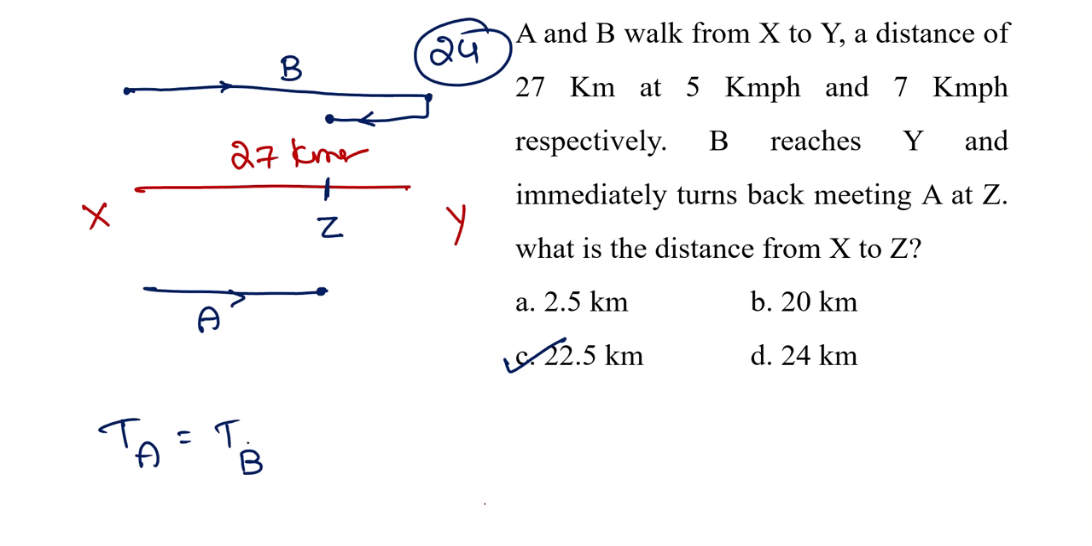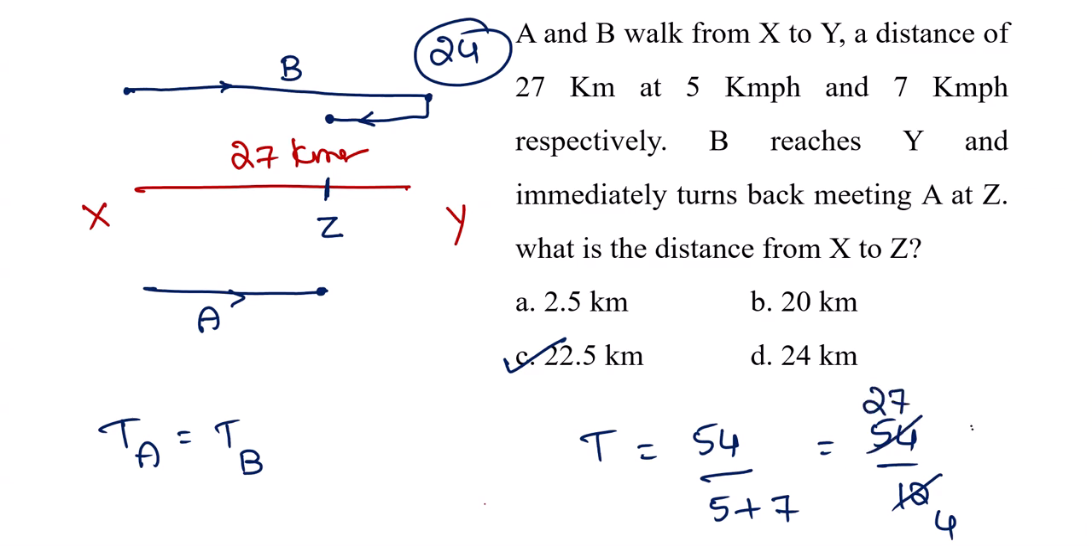Both travel the same distance. So now, what is the time traveled? Time is distance by speed. Together, they traveled 54 kilometers. 54 kilometers at a combined speed of 5 plus 7, 12 kilometers per hour. 54 divided by 12, which is nothing but 4.5.